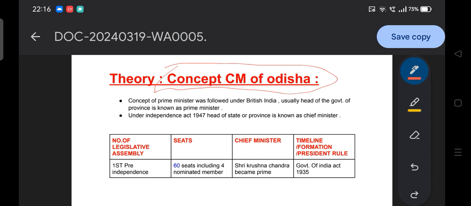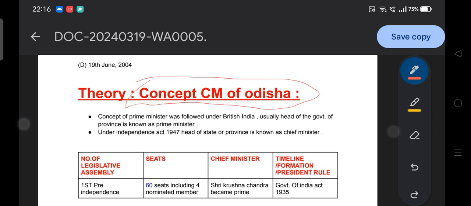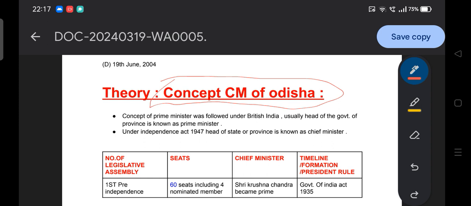They get confused with respect to Odisha. What is the confusion? Let's understand the whole debate about CM and prime minister very clearly. You can see the concept of prime minister was followed under British India. Usually the head of the government of a province is known as the prime minister.